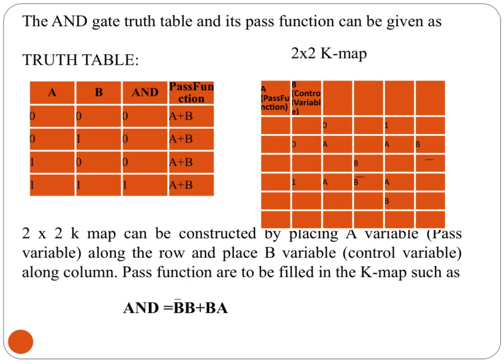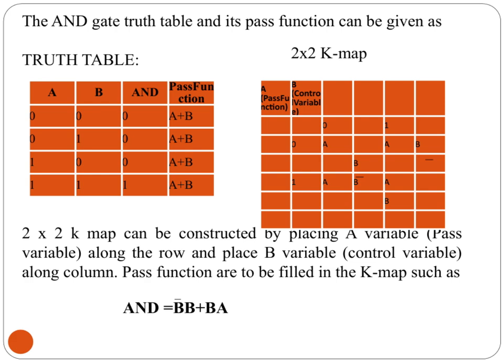Here, we're looking at the AND gate with a focus on its truth table and how it relates to the pass function through a Karnaugh map or K-map. The K-map we're using is a 2x2 grid where we place the variable A, called the pass variable, along the rows, and the variable B, the control variable, along the columns. This setup helps us organize how the pass function is defined. You can see that the pass function for the AND gate is expressed as AND equals B times B plus B times A, showing how the inputs combine.